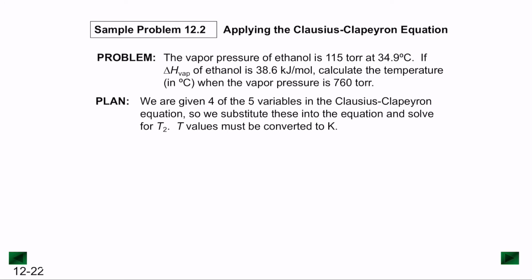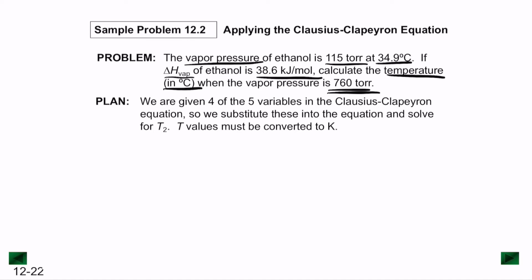Now, let's consider an example here. The vapor pressure of ethanol is 115 torr at 34.9 degrees centigrade. If the delta H of vaporization is 38.6 kilojoule per mole, they're asking us to calculate the temperature in degrees centigrade when the vapor pressure is 760 torr. So how do you solve this equation?